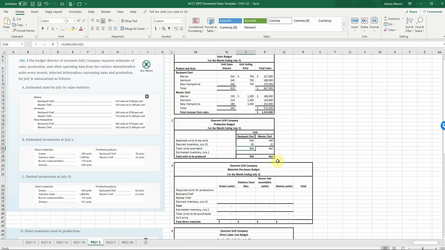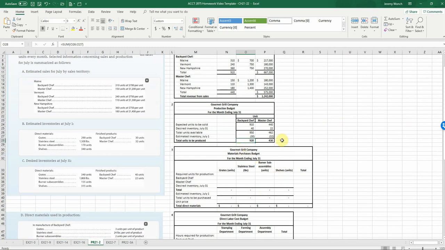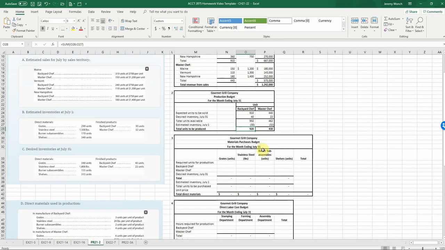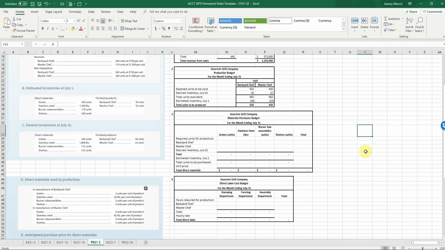So we know how much we want to have available to sell. Our total units available, 950 and 462. Then we want to subtract out our beginning inventory. So that's going to be 30 and 32. So now we know how many units of each we need to produce during the month. And so that leads us to our materials purchases budget. So each one of the grills has different components. So we have grates, stainless steel, burner subassemblies, and shelves.